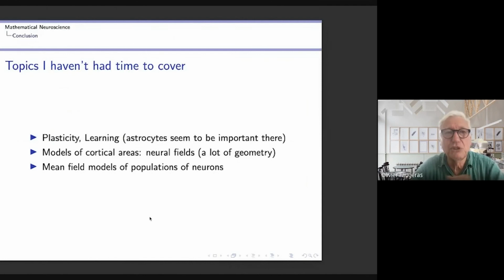So to conclude, topics I haven't had time to cover. Sorry, it's better that I didn't cover them because my time is up. Plasticity, learning, and astrocytes seem to be important, perhaps very important there. Models of cortical areas, like neural fields. I said I was going to be talking about geometry. That's where the geometry hides itself. And mean field models of populations of neurons, a little bit like the ab initio model of Austin to recover the Hodgkin-Huxley equations, except you do this with millions of neurons and try to summarize the activity of this network with a few mean field equations.